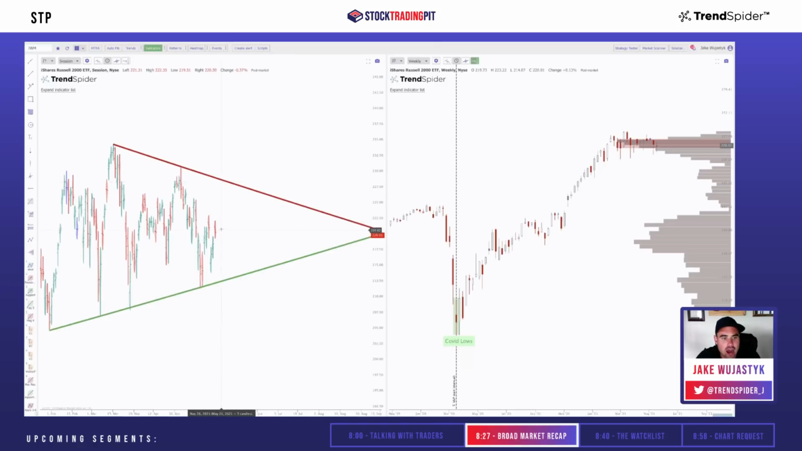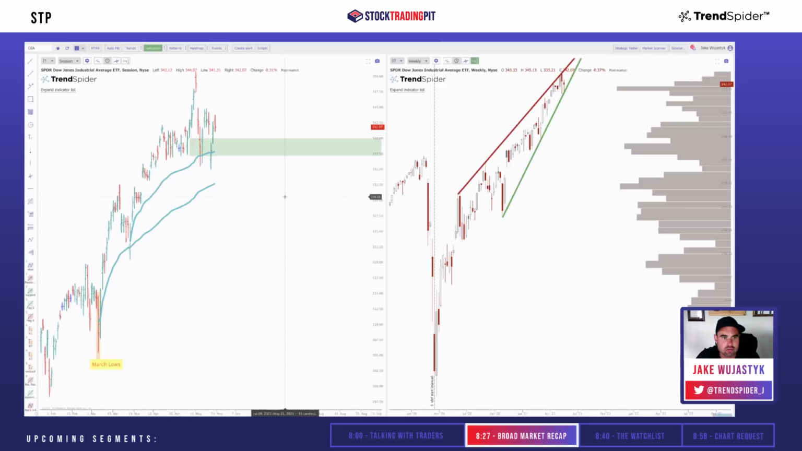But for now, just really not much to talk about on IWM. I wish there was more to say. The main thing is the symmetrical triangle and the supply zone on the weekly side of things from the anchored volume by price anchored at the COVID lows. Next one is DIA.